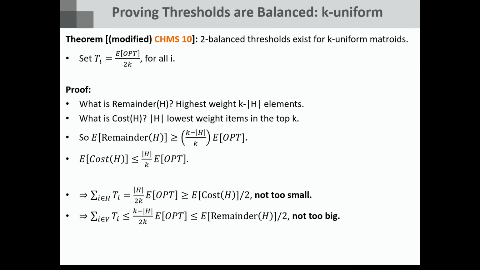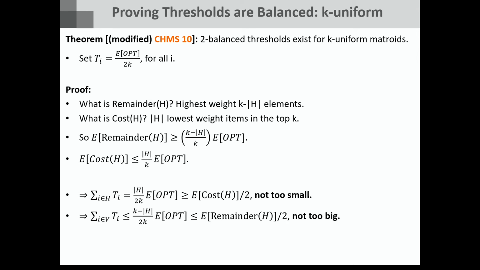Similarly, if we look at any set of size v that we could have added to h and still been feasible, the maximum size is k minus h. And what's the threshold that we would have used to reject? It's exactly the expected opt over 2k. So the sum of thresholds for any feasible set we could have added is k minus h times the expected opt over 2k, which by here is upper bounded by the expected remainder over 2. So it directly says that the thresholds are not too big either. This is a complete proof that these thresholds are 2 balanced, and plugging into the previous theorem, this would give you a 2 approximation for k uniform matroids as well.